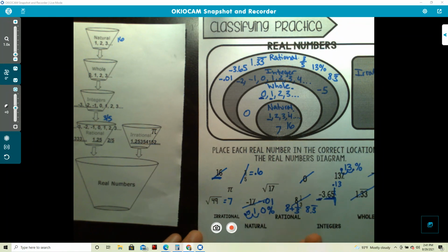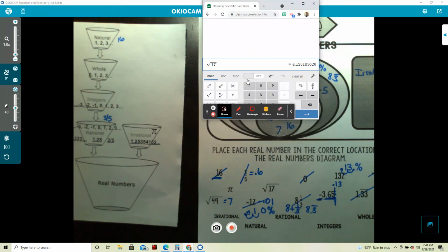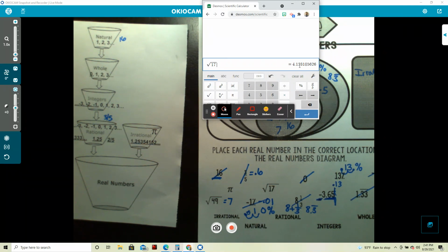Okay, root 17. Let me type that in on the calculator. I get 4.123105626. Okay, so it's a long number. So that means, I'll just show you my calculator here. So I get this. It looks like it terminates, but the calculator isn't always going to express everything. When you see something like this on your calculator, like a whole bunch of digits, usually like 8 or 9, that means that it's going on forever. So root 17 is going on forever.